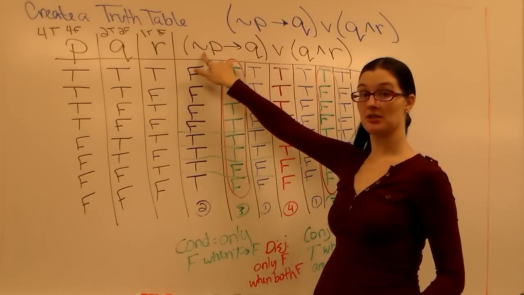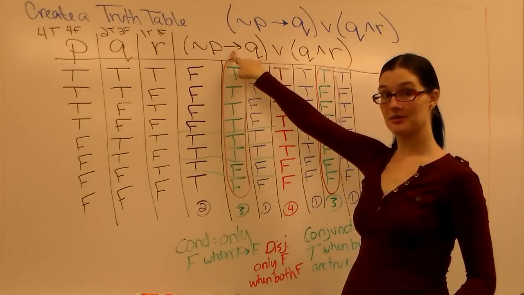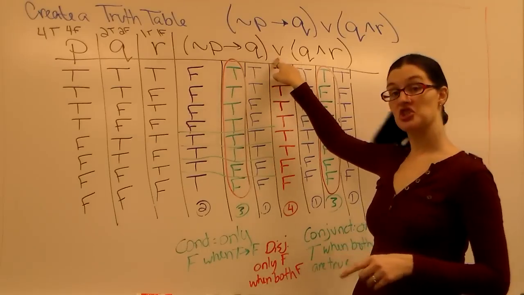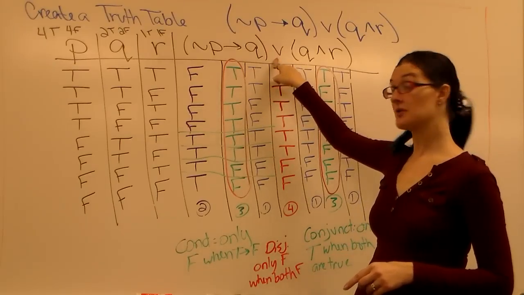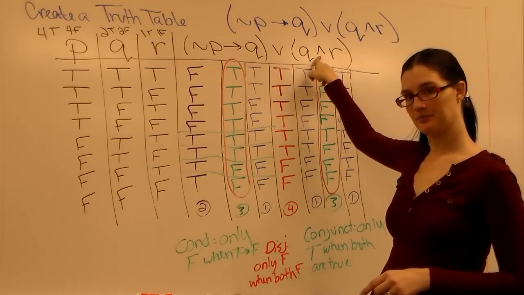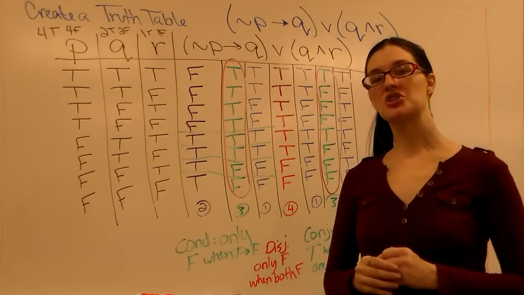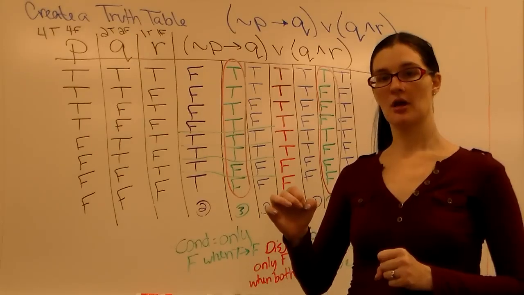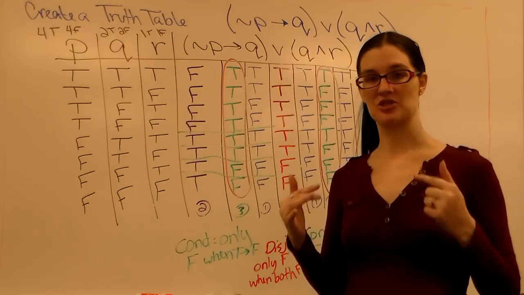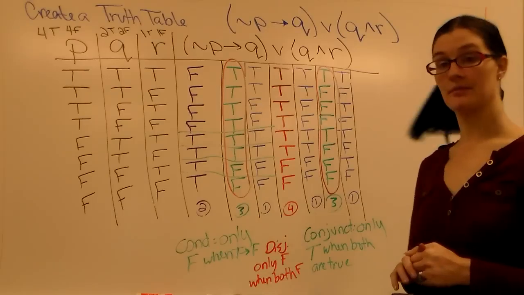Remember, negations change your truth value. Conditionals are only false when it is true then false. Disjunctions are only false when both are false. Conjunctions are only true when both are true. And the one that was not used is your biconditional. Biconditional is only true when they are both the same. So if they're not both the same, it would come out false, and that's your double arrow. It's like a conditional with the arrow on both ends.